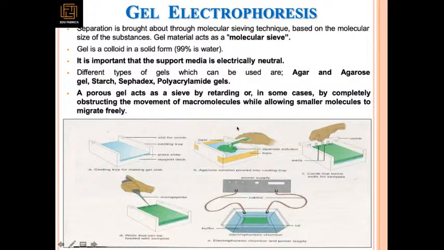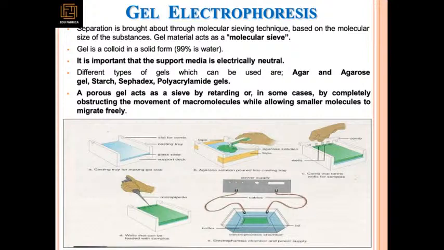Then comes gel electrophoresis that we discussed a zillion times. In it, separation is done on the principle of molecular sieving, according to the molecular size of your substances, and they get separated over the gel. The gel is colloidal, in solid form, with 99% water, and it is important that the support medium is electrically neutral. Different types of gels that can be used are agar and agarose gel, starch, Sephadex, and polyacrylamide gel. So these are the four different materials.